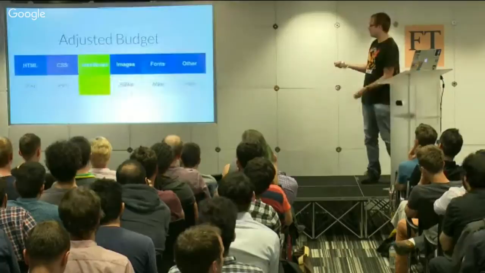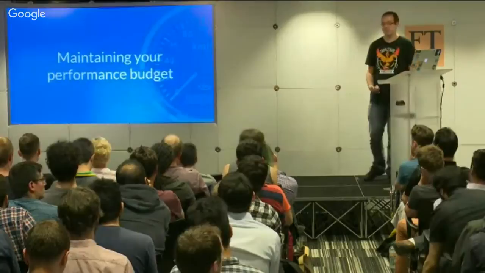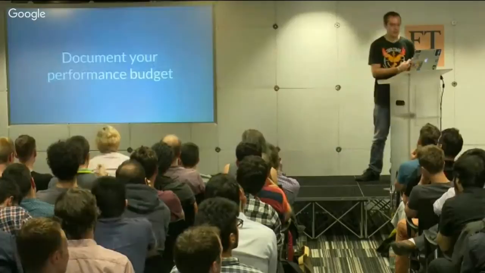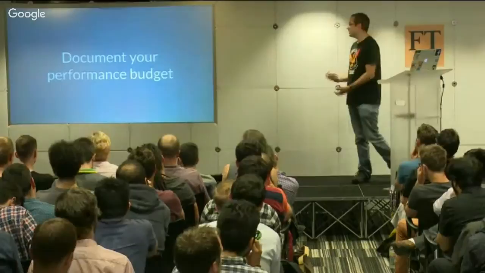So it's important that you don't forget about your performance budget. You spent a lot of time creating it because you cared enough about performance in the first place. You therefore need to ensure that it forms part of your process. The way in which you do this is you document your performance budget. And this is how you can maintain it.